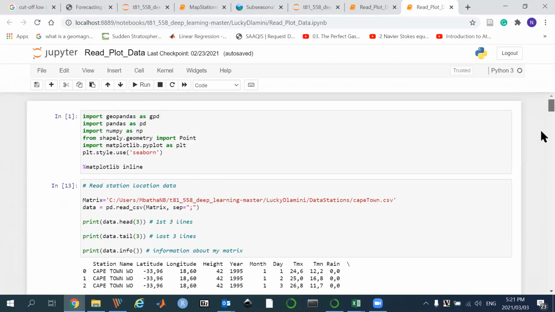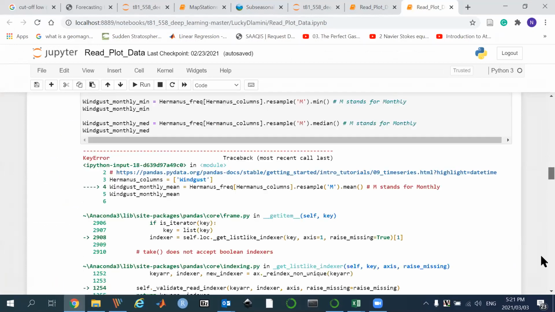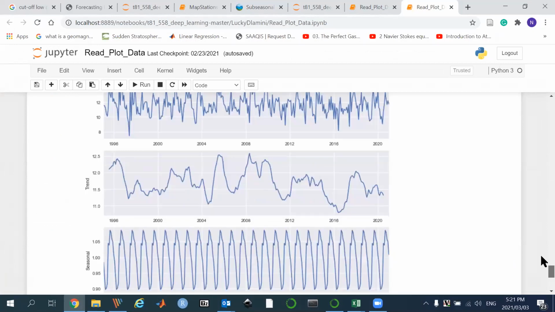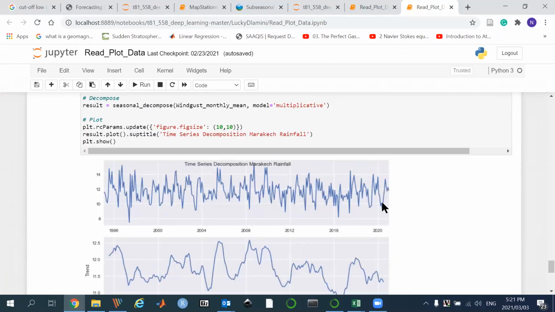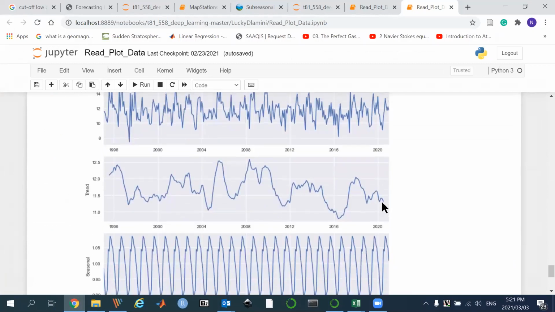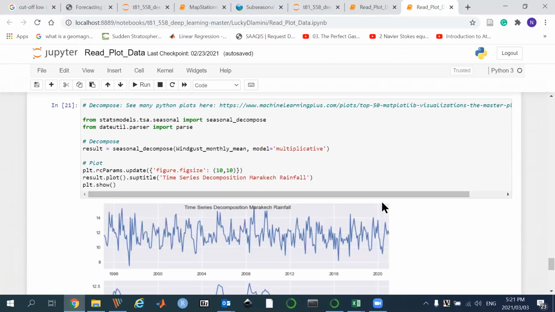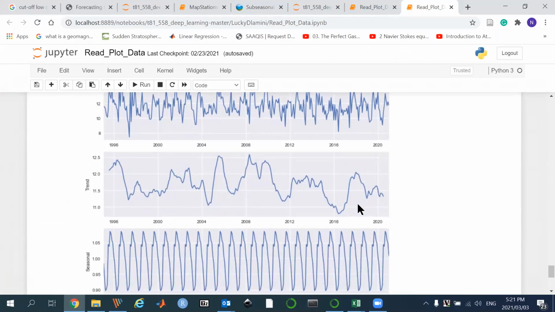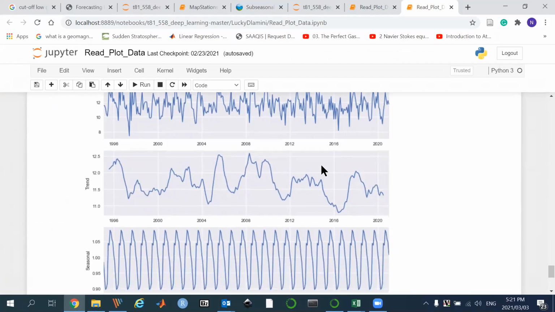I analyzed wind gust from most of the stations, and I just quickly put in Cape Town here, and this is the trend that I see. But maybe it would be nice to calculate the anomalies. This is exactly right. Yes, I don't see anything here.